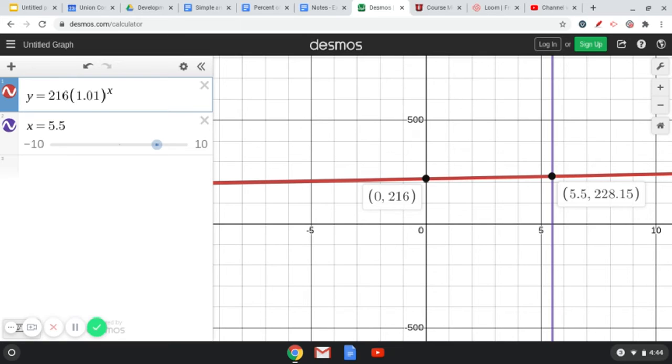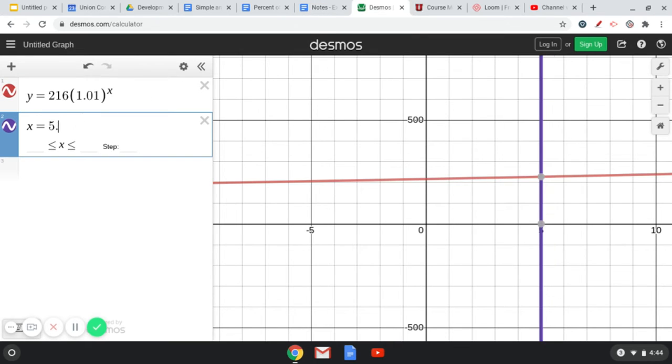So you could have just found this answer by using the graph only. As long as you know how to do it both ways, you're in good shape. Remember, we're just looking for our exponential graph and then where that graph crosses this line, x equals 5.5. And that'll tell us the population at that point.